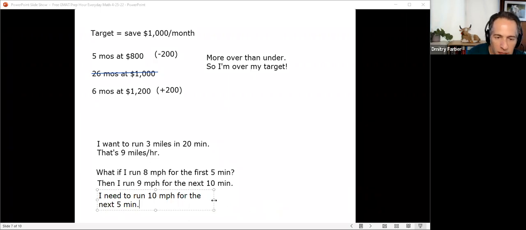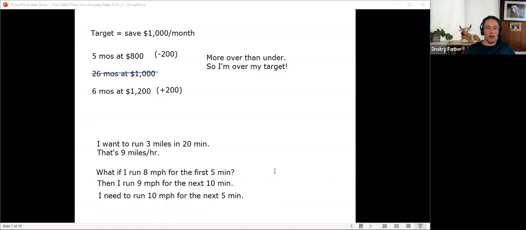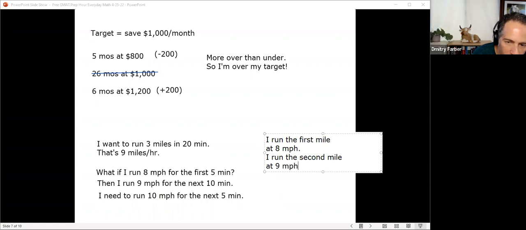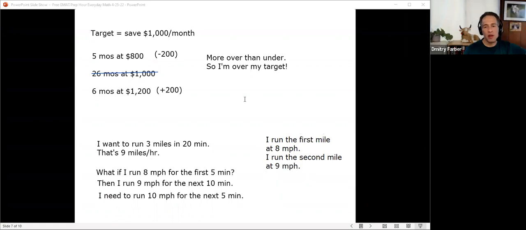And those balance out because the 8 and 10 average to 9. This is a general principle with rates: when you work for the same amount of time, you can average the rates. It would be different if I said I run the first mile at 8 miles an hour, and I run the second mile at 9 miles an hour. That would be a different thing.